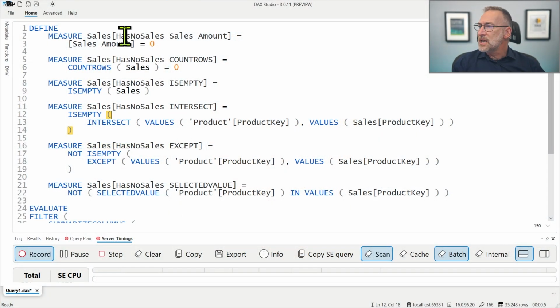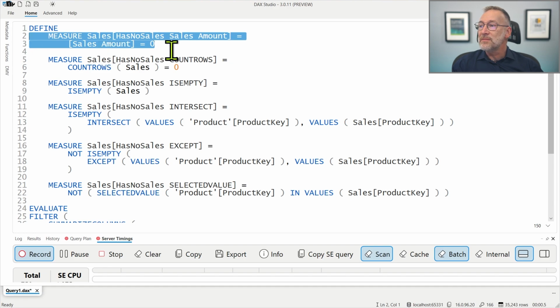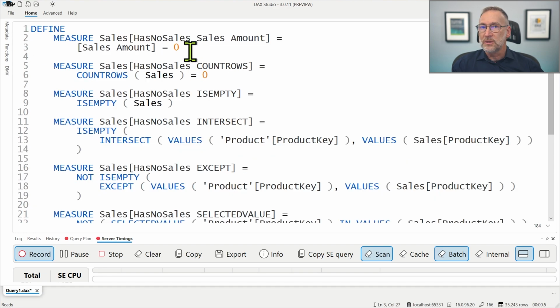Let's get started. As I said, the measure we want to compute checks whether a product has sales or not. So the measure is named has no sales, and I have different versions in the same query here. We have the first measure that just checks whether the sales amount is equal to 0. The idea is that a product has no sales, of course, if the sales amount is 0.